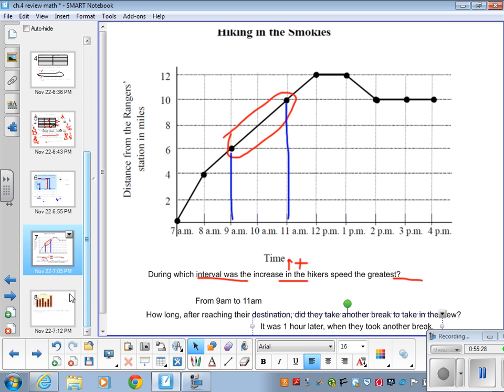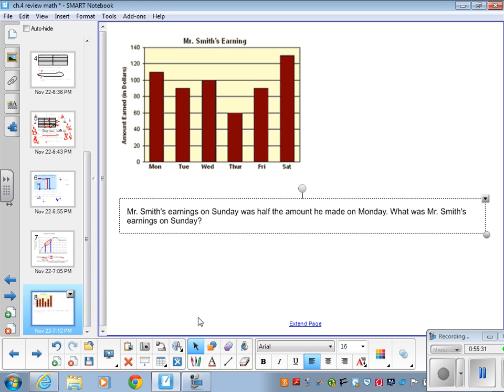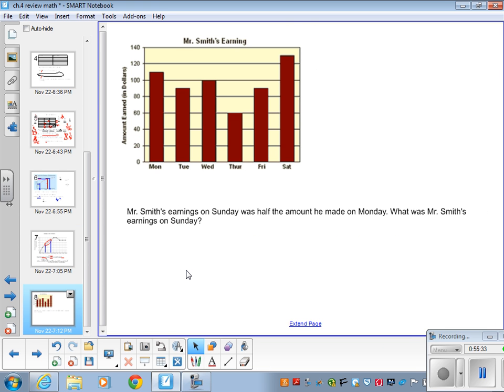All right, last question. Doing a great job. Again, these are just examples of the type of questions that you may see on your test on Tuesday. Here we go, the last one. I see this graph is the bar graph, and it says Mr. Smith's earnings. I see it's from Monday, Tuesday, Wednesday, Thursday, Friday, Saturday, and the amount earnings in dollars.